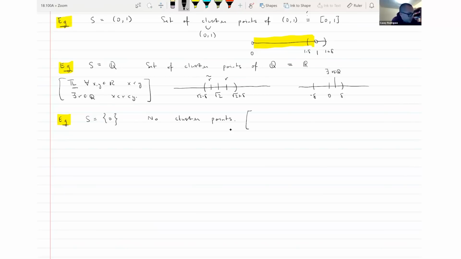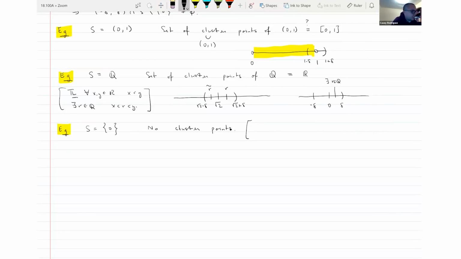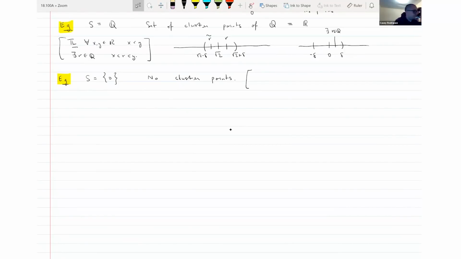And this gives us a chance to negate the definition of cluster point, which is always a good idea. Okay. So S equals just the singleton set {0}. This has no cluster points. And so the negation of the definition of a cluster point: x is not a cluster point.